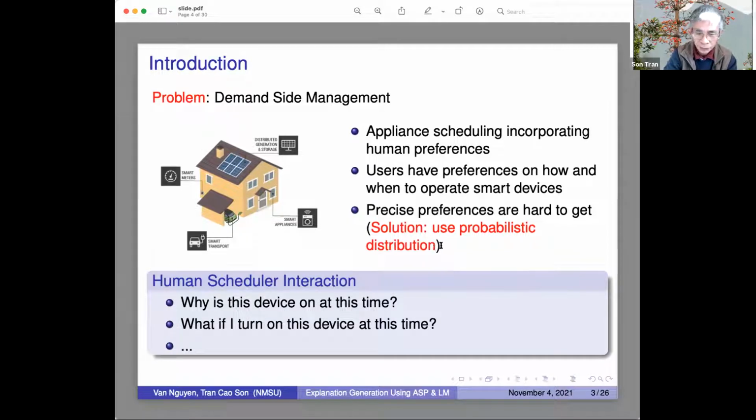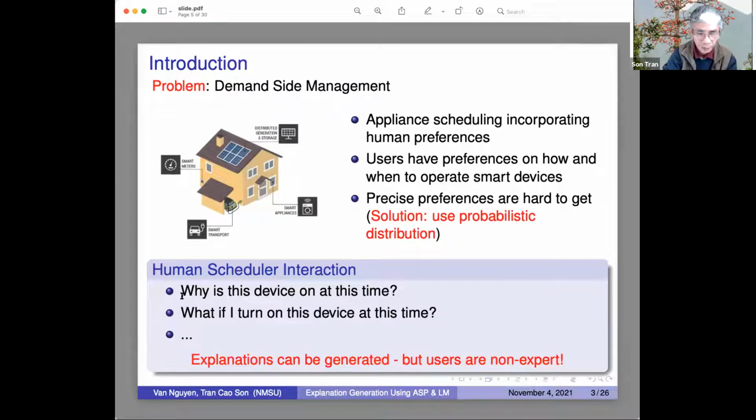Now, when you don't have the precise preferences of the user, the problem arises that human and scheduler interaction can come up. The user would be interested in asking the question, why do you turn on this device at this time? Or what if I turn on this device at that time, and so on and so forth. So in this kind of situation, we need to generate an explanation and explain it to the user.